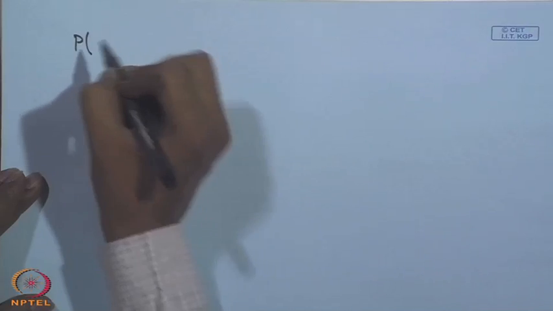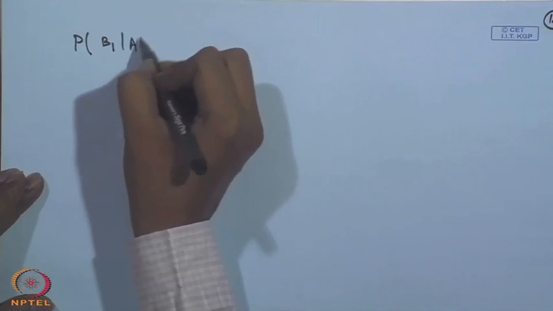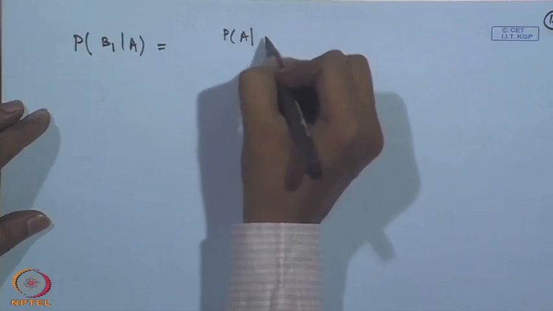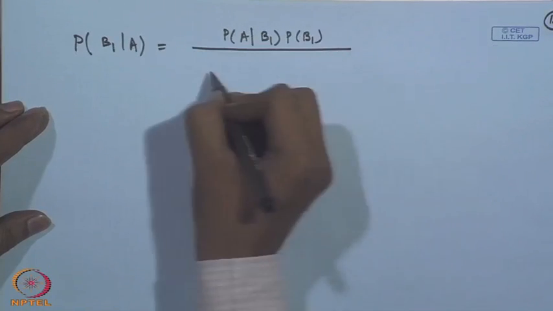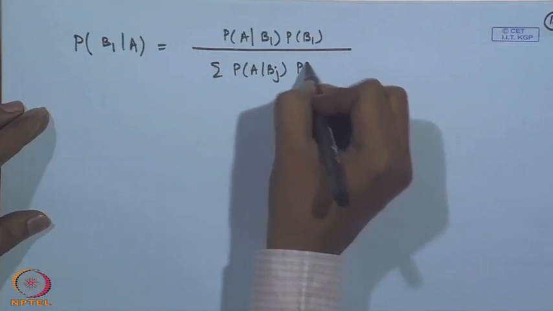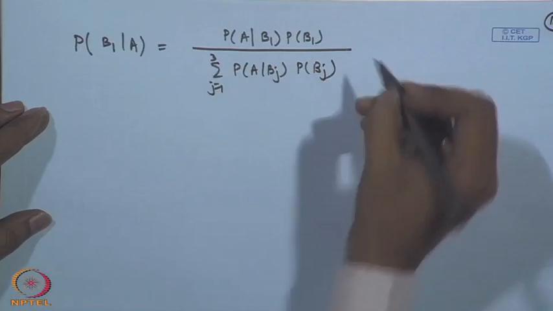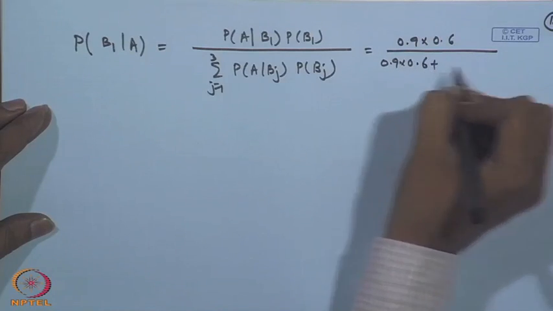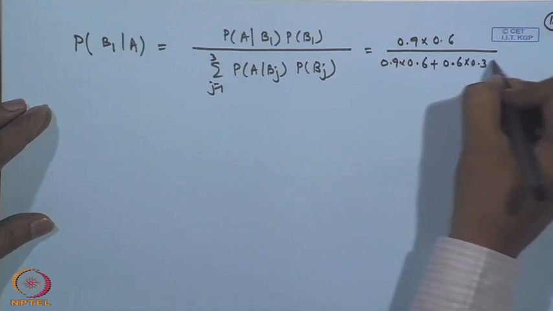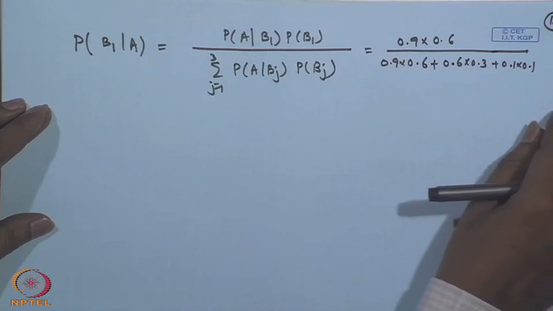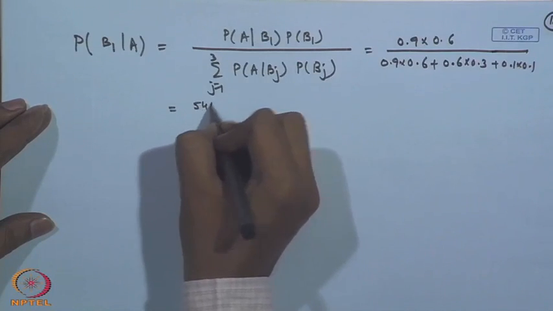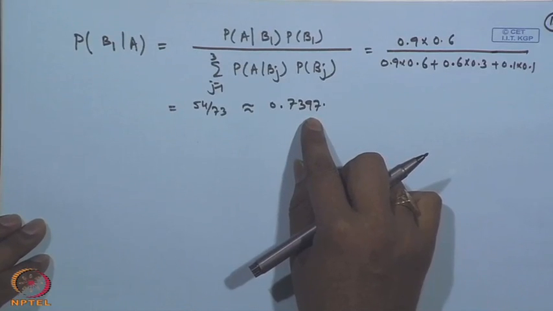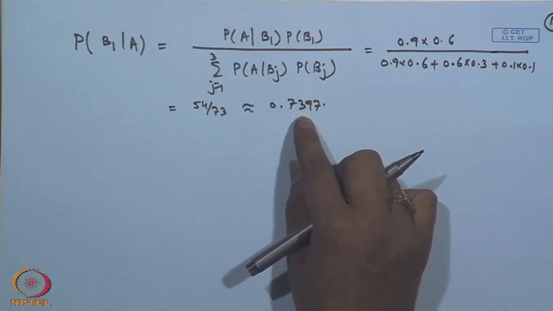We are asked to find out the probability of B1 given A, that is the probability that the letter was strong given that she got the job. So, if we apply the Bayes theorem here, we will get probability of A given B1 into probability of B1 divided by summation probability of A given Bj into probability of Bj, j equal to 1 to 3. So, this is equal to 0.9 into 0.6 divided by 0.9 into 0.6 plus 0.6 into 0.3 plus 0.1 into 0.1. So, if we evaluate, this turns out to be simply 54/73 or 0.7397. So, there is a 74% chance that the letter was strong, if we already know that she got a job here.